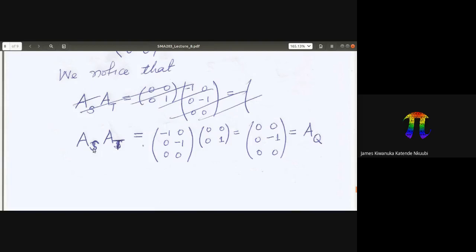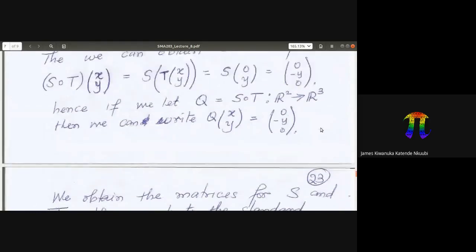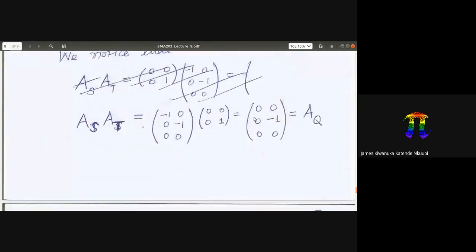So if you want to get the matrix of a composition, and you already know the matrix for S and the matrix for T, all you have to do is multiply them, and you will get the matrix for the composition. But you can double check that, because initially we didn't get the matrix, we just found the transformation, the composition itself. It picks X, Y, and sends it to 0, negative Y, 0. You can confirm that the matrix for this will be exactly the same as the one we have obtained down here. So that's the matrix of a linear transformation, which is a composition of S and T.